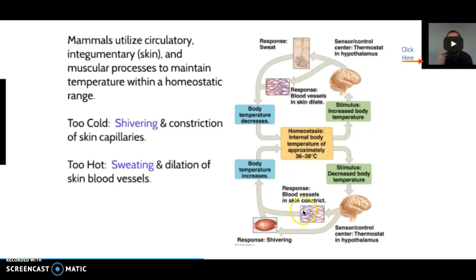And then the other kind is the constriction of blood vessels near the skin. So those blood vessels get thinner so that less blood is flowing near the skin. So the result is less heat is lost, and then the body temperature can also increase. That's why you see a person being really pale when the person is cold.